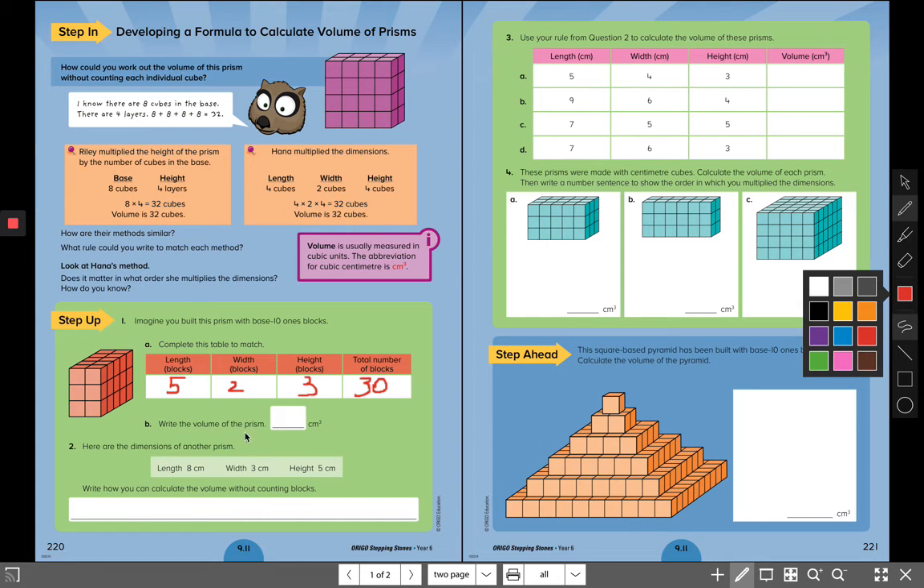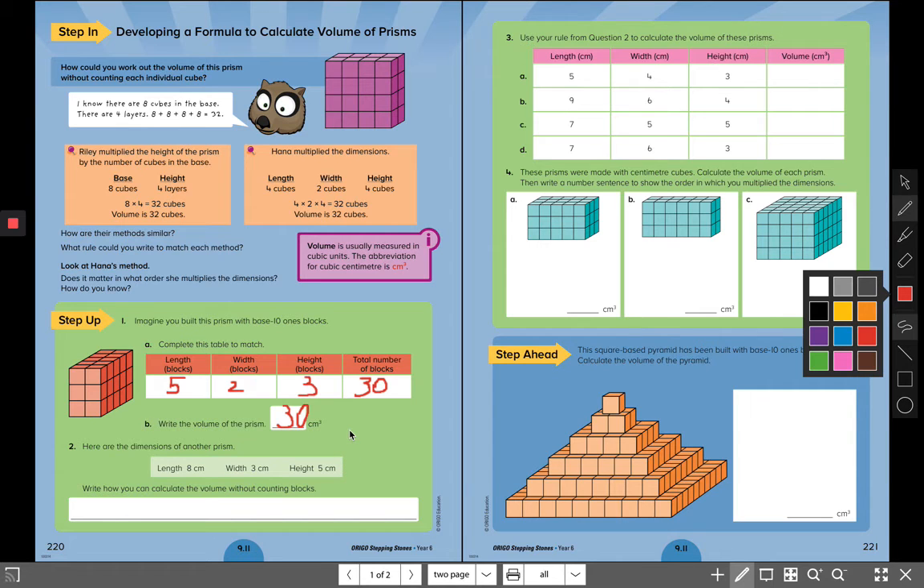And if we were to write the volume of the prism, we'd write 30, and we'll write centimetre to the power of 3, or little 3 at the top. And here are the dimensions of another prism. Length 8 centimetres, width 3 centimetres, height 5 centimetres. Write how you can calculate the volume without counting blocks.